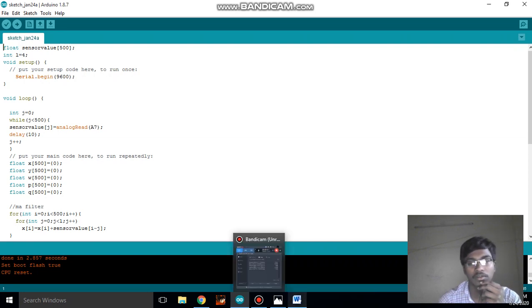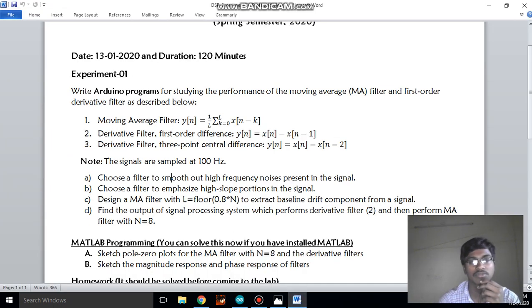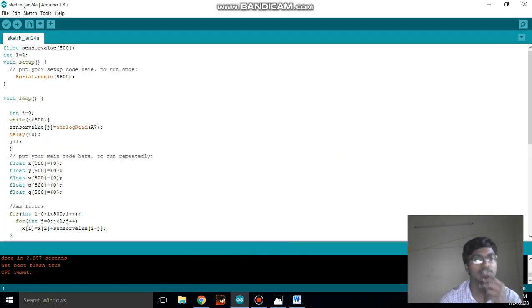Our main operations are: first, choose a filter to smooth out high frequency noises present in the signal. So we will be using the MA filter. In this code, we are mentioning an array named sensor value, and we are taking 500 inputs and defining an array so we can add the inputs to it. Initially we are taking the length of the MA filter as 4.